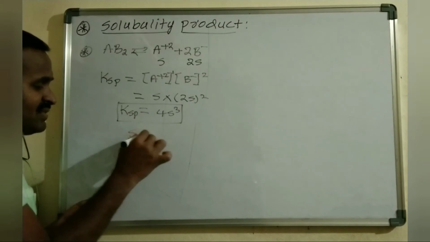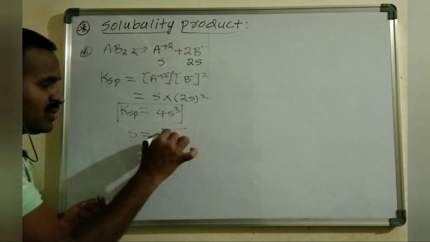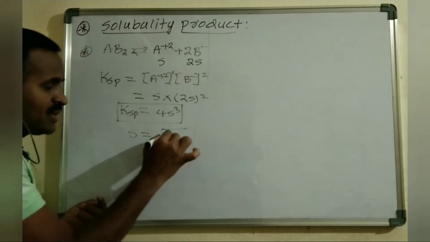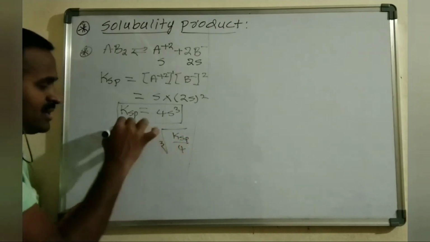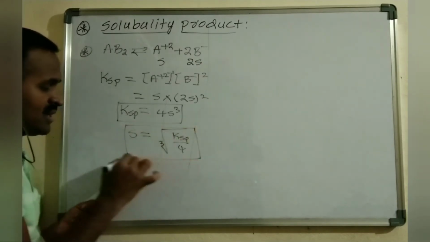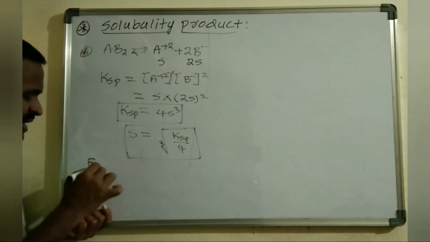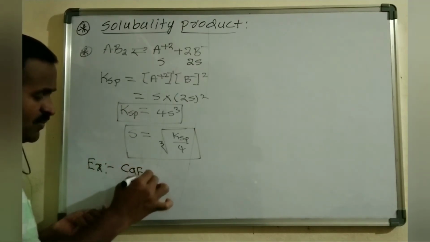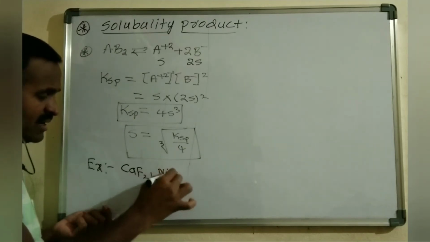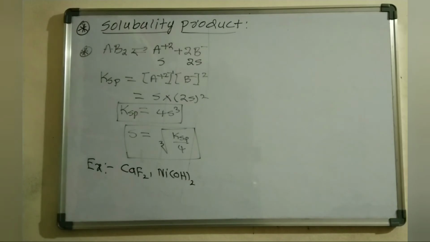From this I can write its solubility equals cube root of KSP divided by 4. KSP divided by 4 under the cube root is its solubility. Here are some examples for this AB2 type of electrolyte, like calcium fluoride CaF2 and nickel hydroxide Ni(OH)2. These are some examples for the AB2 type of electrolyte, right?